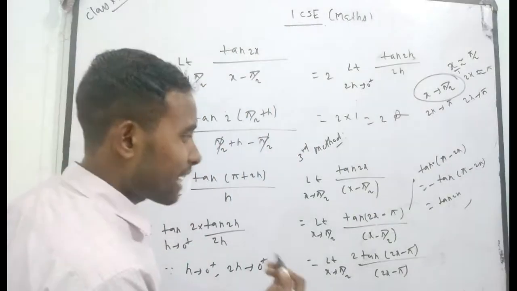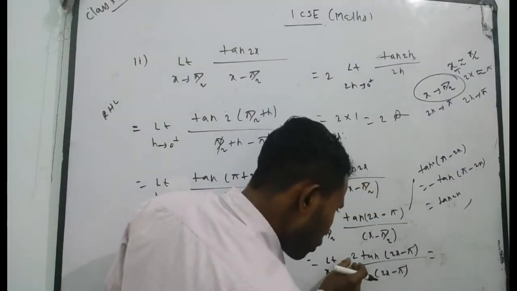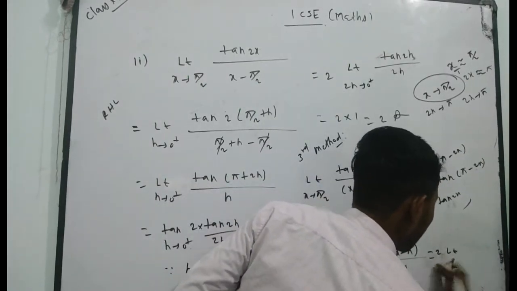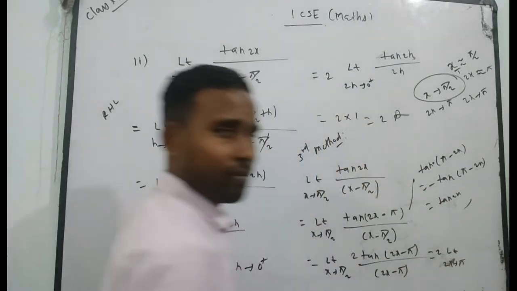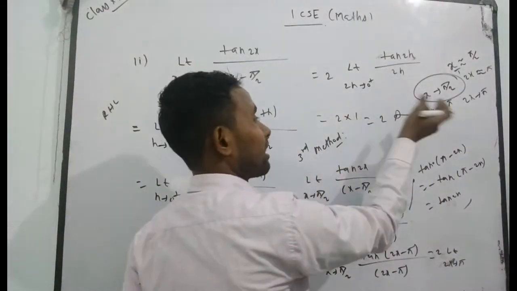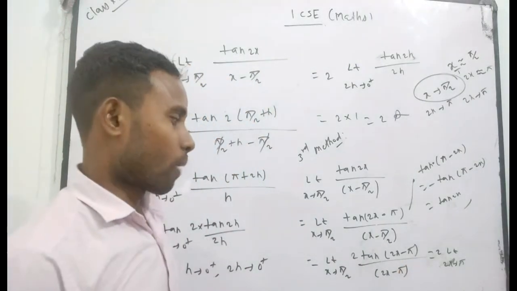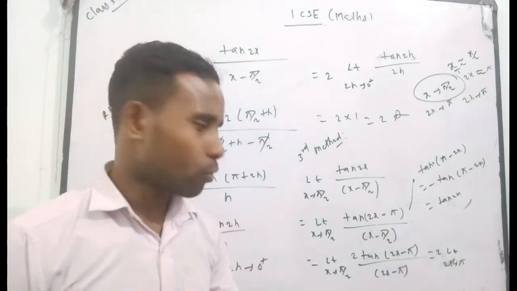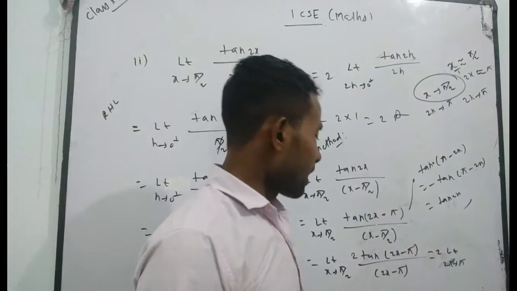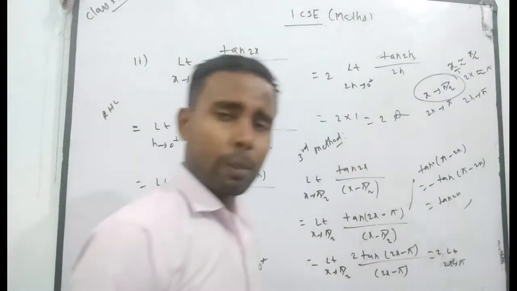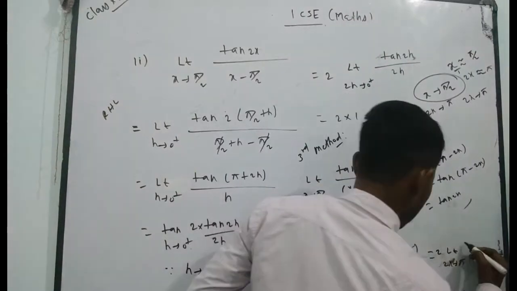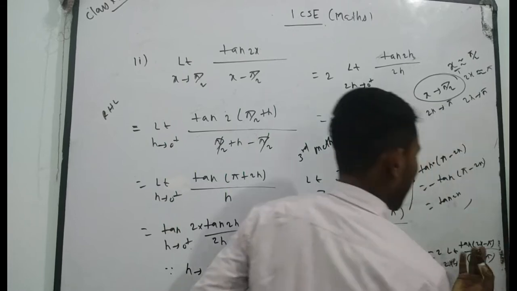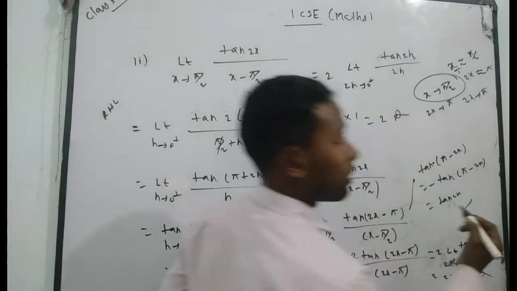So I want to write again. If you take 2 common from this value, limit 2x approaching pi, you can take any value, it doesn't matter. For one minute, if you wish, you can suppose 2x is equal to y. In that case, it becomes limit y tends to pi. It becomes very easy. Now you get tan(2x minus pi) divided by 2x minus pi, and finally you get 2 into 1, which is 2, the required answer.